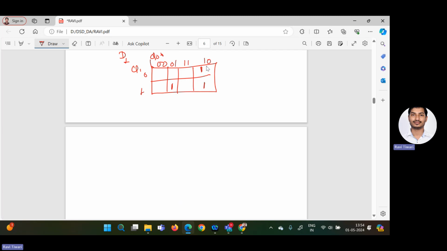Now you have to make the group here. So one group is possible like this and one individual term. So now the value of D1 can be written as Q1 Q0 X plus Q0 X bar. So this is the expression for D1. Now we will find out the expression for D0.